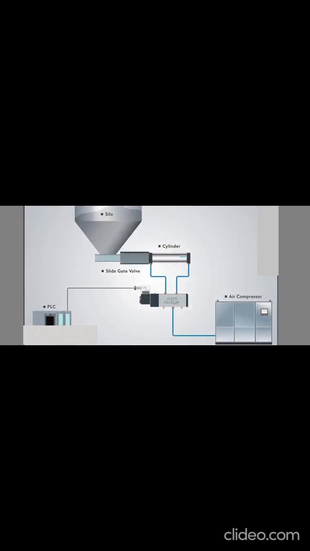Let's start with this simple pneumatic circuitry and then see which parts a directional control valve has. The main power of this pneumatic system is coming from the compressed air that is supplied by a compressor. The directional control valve is directing the flow of the compressed air in two different directions to open and close this slide gate valve using its actuator, which is a double-acting cylinder.